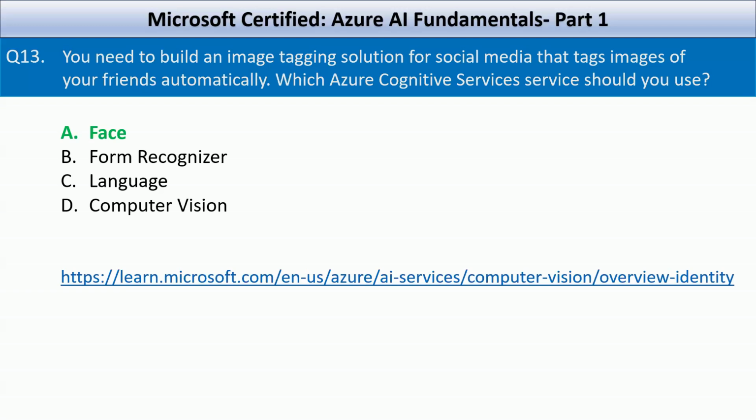Let's understand why other options are incorrect as always. Now, form recognizer is used for extracting structured data from documents. Language deals with natural language processing (NLP), and computer vision is good for general image analysis such as object detection and scene understanding, but is not specialized for identifying individuals.